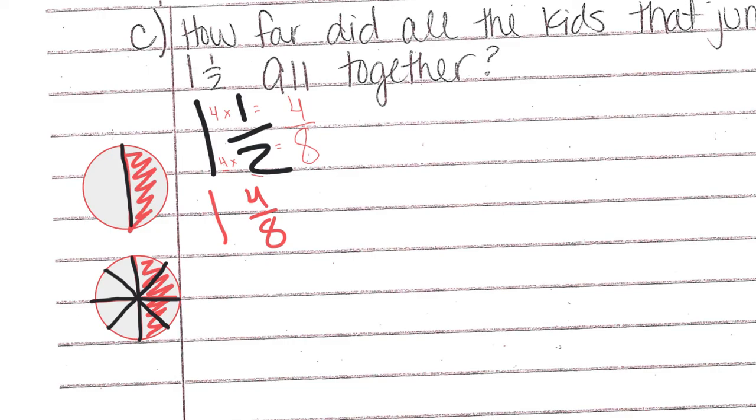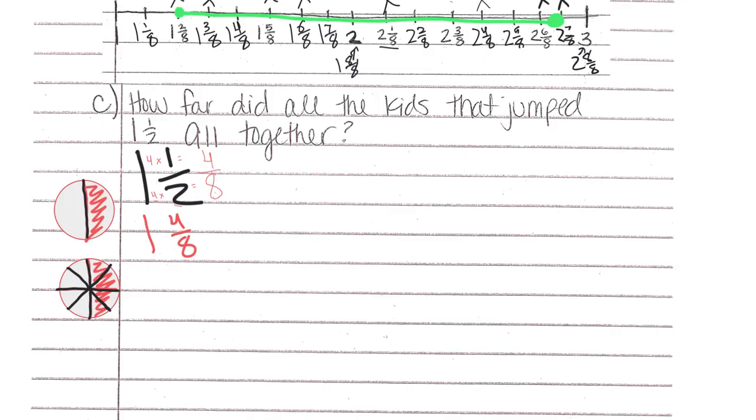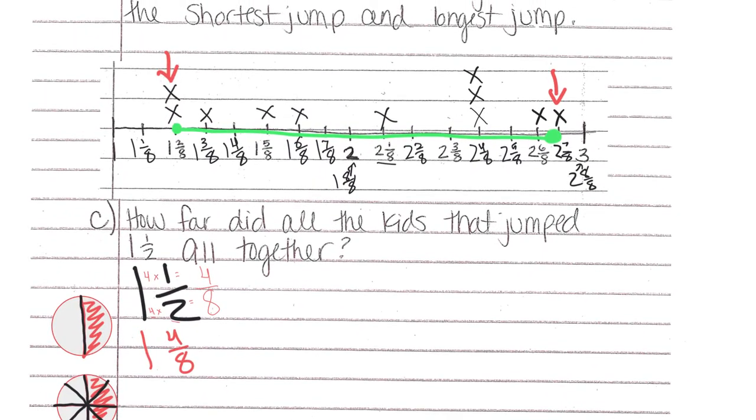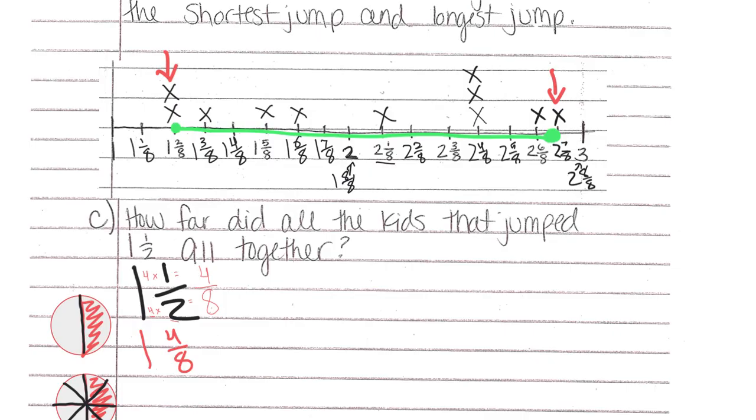So fraction equivalents are helpful because what we're trying to find out in this question is, if I took all the kids that jumped 1.5 and I add them all together, how far is that? Well, we said 1 4/8 is going to be our answer. How many kids jumped 1 4/8 inches? None of them. Easiest question of the day. All the kids that jumped that far jumped 0 inches.